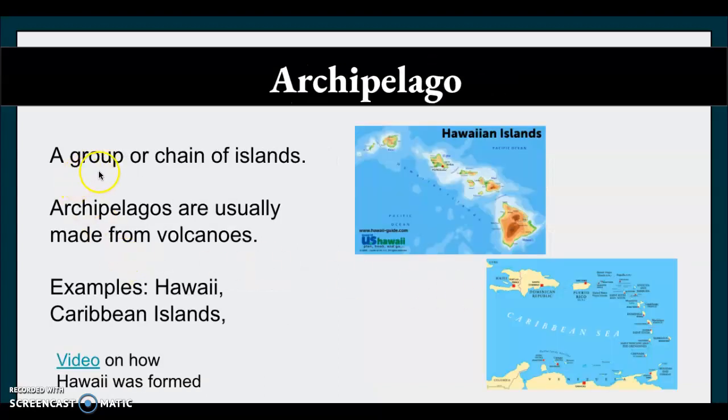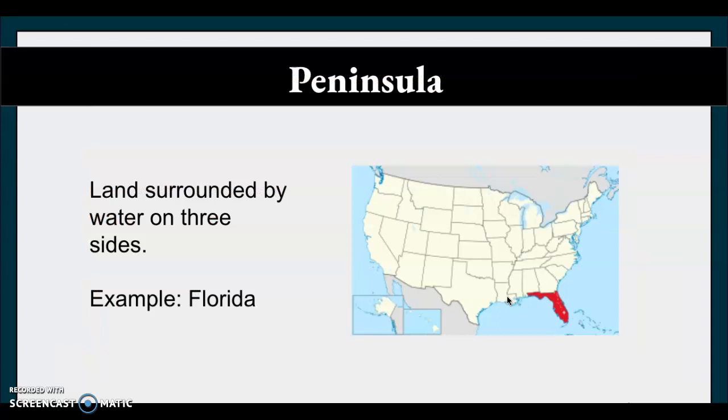Archipelago, that is a group or chain of islands. Usually these are made from volcanoes. Examples would be Hawaii and the Caribbean islands. A peninsula is a piece of land that is surrounded by water on three sides. An example is Florida. The way I think of peninsula is when you look at the first letter, which is a P, this round part here kind of sticks out. So, P for peninsula.